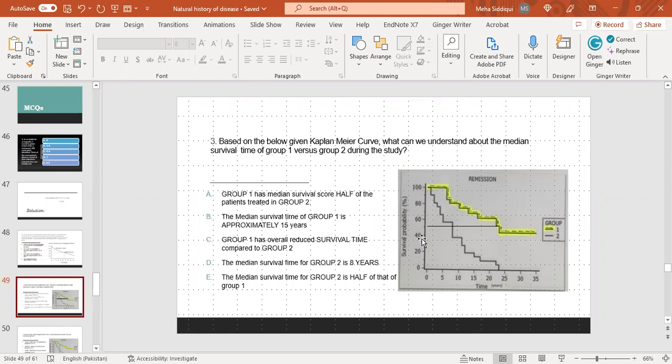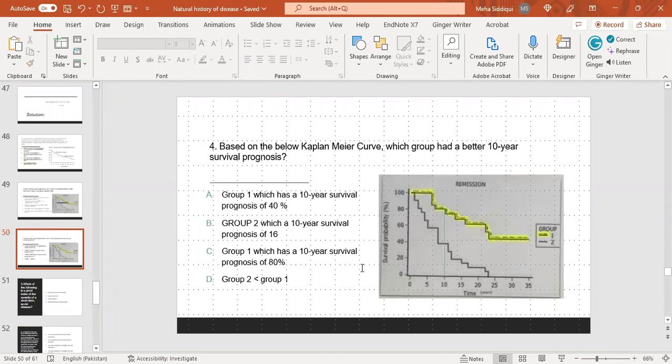This line might help you: at 50% survival probability, it is usually at 22 years for group 1 and 8 for group 2. So group 1 has more survival than group 2. So A and C are the wrong options. Again, median survival of group 1 is approximately 15 years. This is also wrong because it is 22 years. The median survival for group 2 is 8 years. This is the right option. So D is the right option.